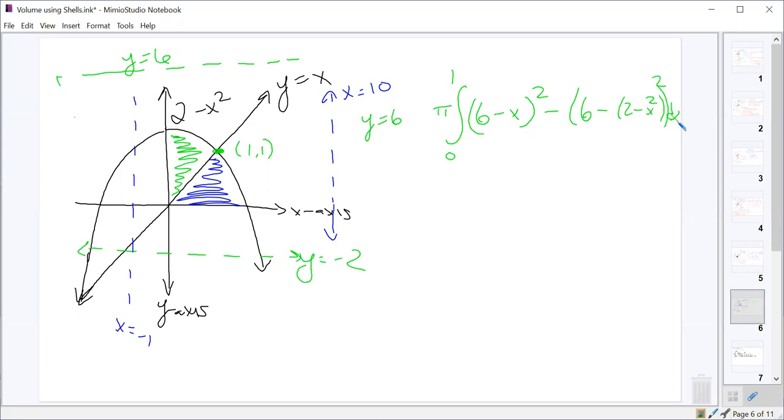Everybody agree with that for y equals 6? Zoom, you guys agree? Yes. Yes. Any questions on that?